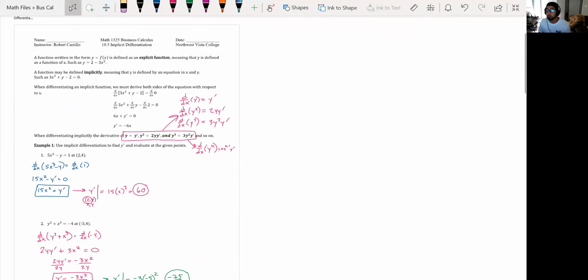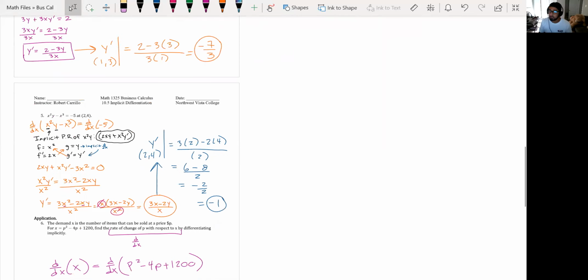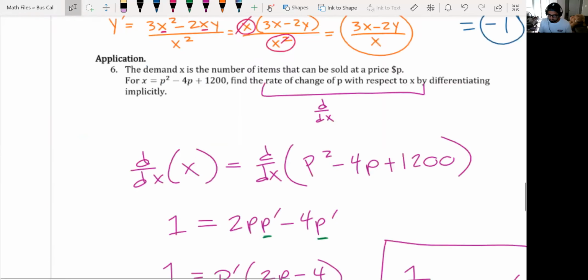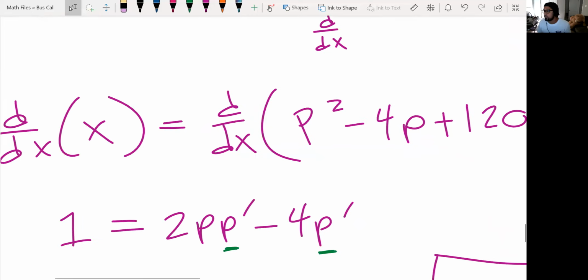So once again, if it was d over dx of g, it'd be g prime. D over dx of a, prime. So just choose any letter you want other than x. Because if you say d over dx of x, well, that's what we did here. You're not going to get anything primed. You're going to get 1 because the derivative of x with respect to x is 1. The derivative of p squared with respect to x is 2pp prime and minus 4p prime.